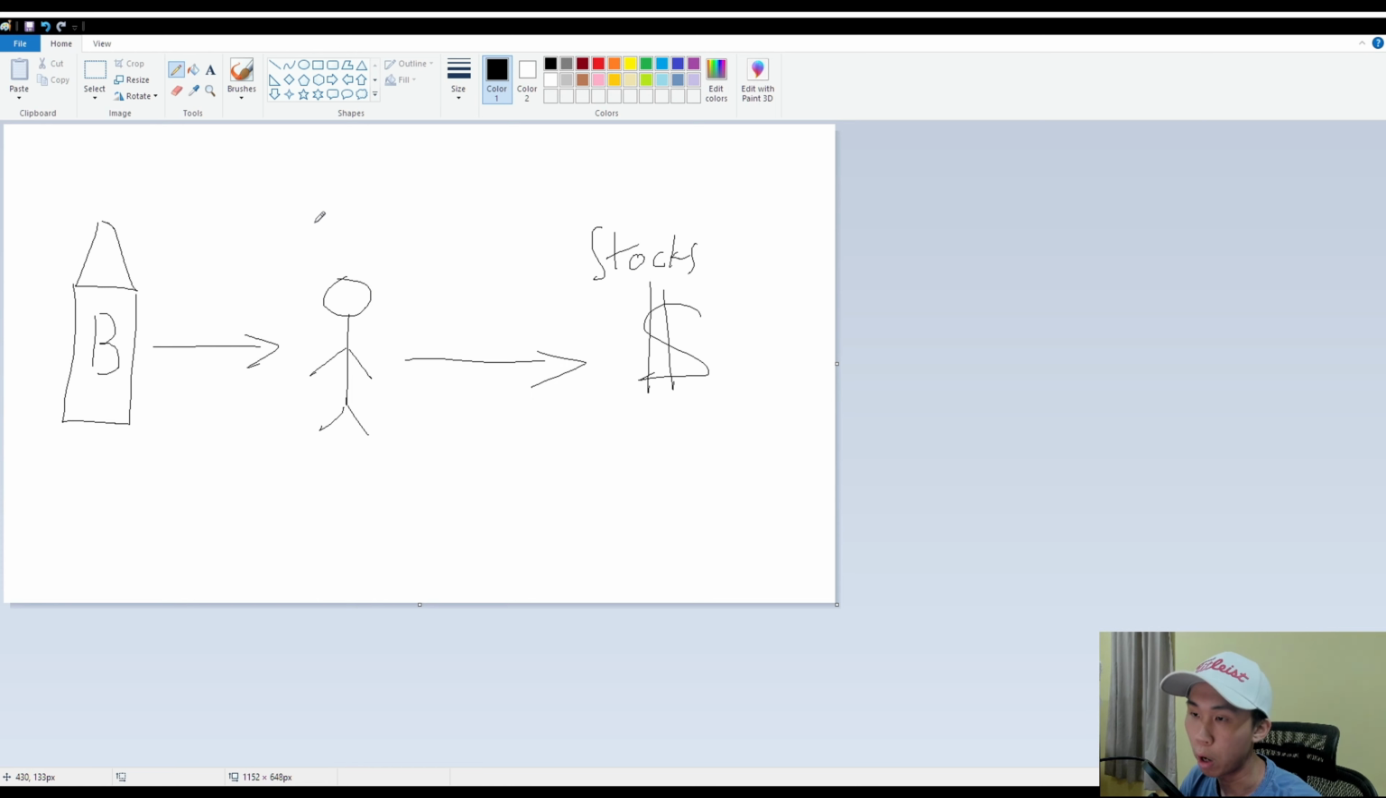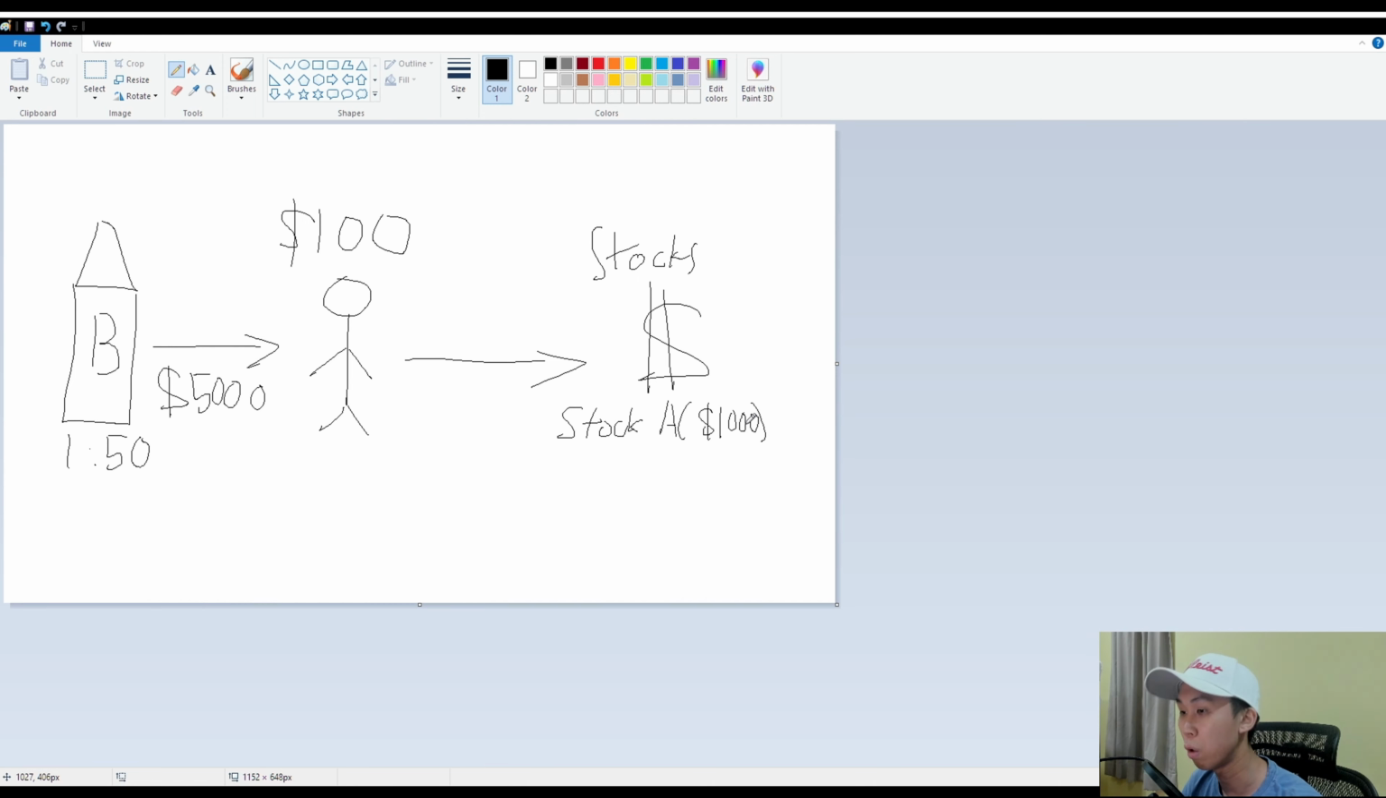And now you have $100. This is what you have in your pockets right now. And you have chosen a 1 to 50 leverage. With that provided leverage, the broker gives you back $5,000. This is what you have. In the stocks market, you believe that this stock A, which is worth $1,000 each, has a very good potential of going up.